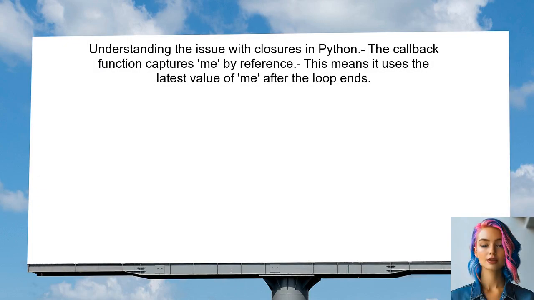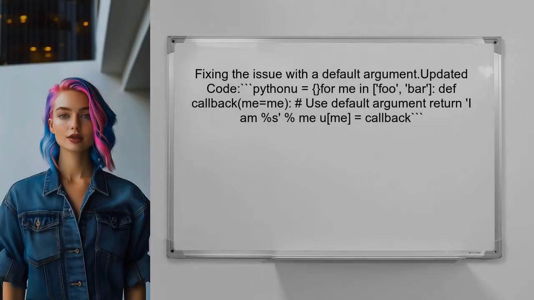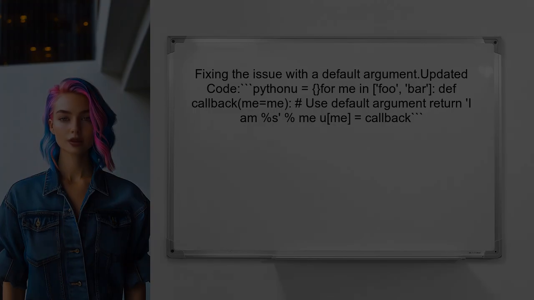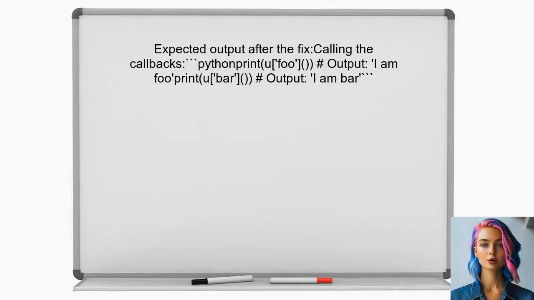To address the issue the user is facing, we need to understand how closures work in Python. When the user defines the callback function inside the loop, it captures the variable me by reference, not by value. To fix this, the user can modify the callback function to use a default argument. This way, each callback will remember the value of me at the time it was created. Now, when the user calls foo or bar, each callback will return the correct value. This is because each function retains its own copy of me.